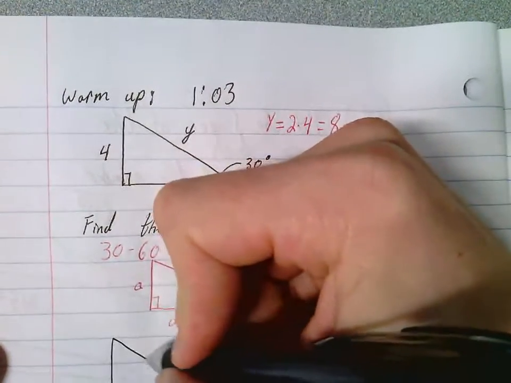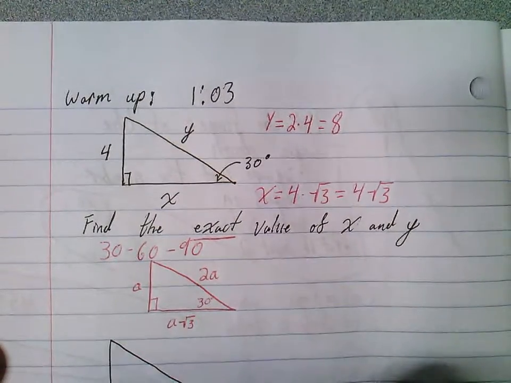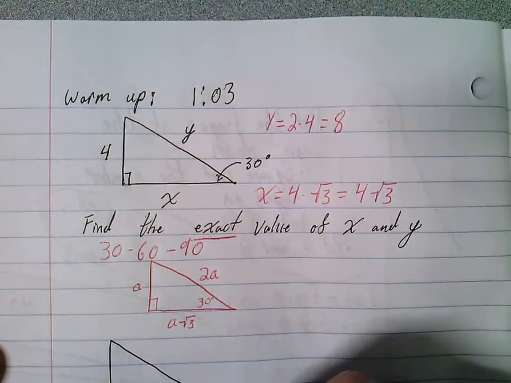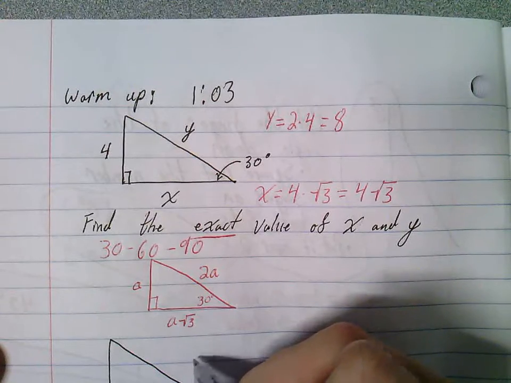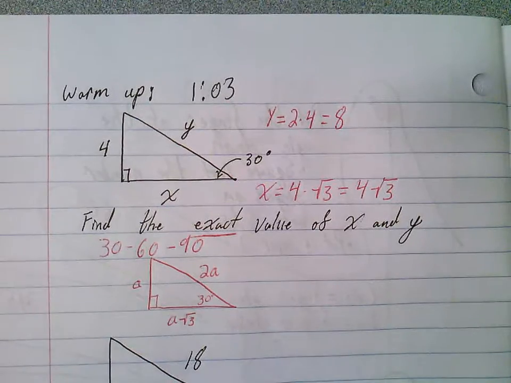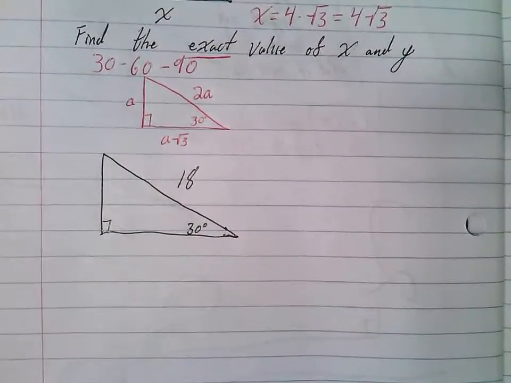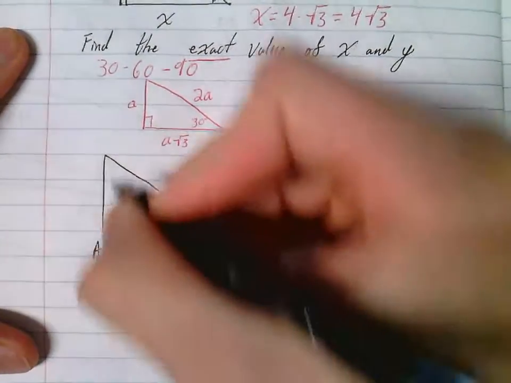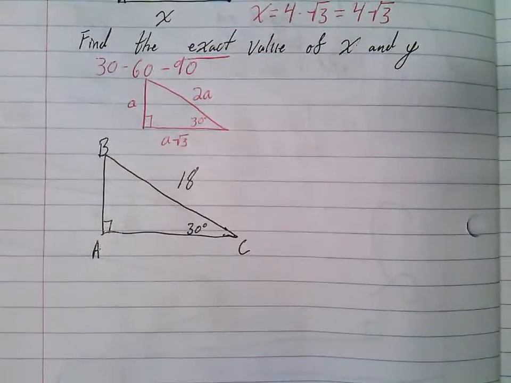We'll do another right triangle. We'll do a couple more maybe. This is a right angle and this is the 30-degree angle. And maybe I say that this is 18. If I say that this is 18, what is the side length AB?